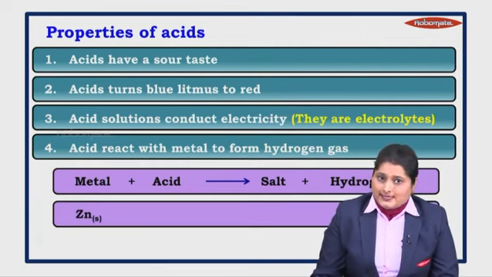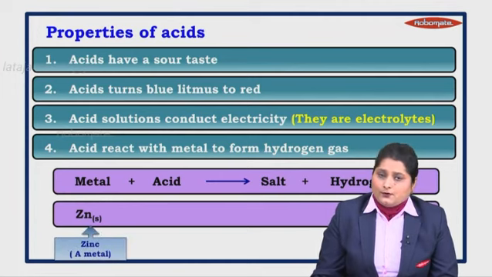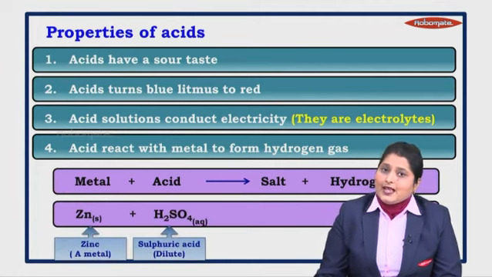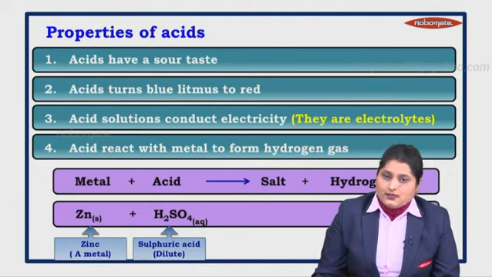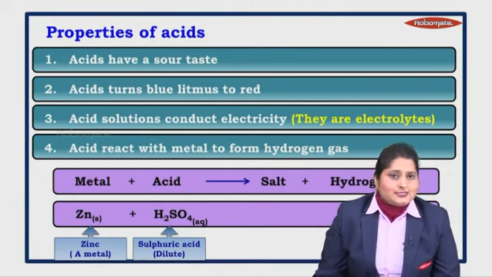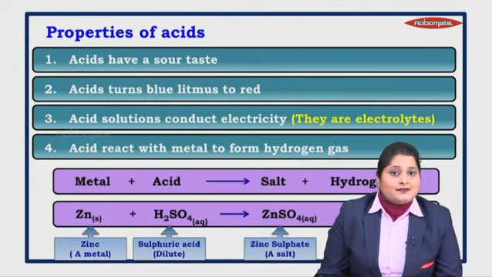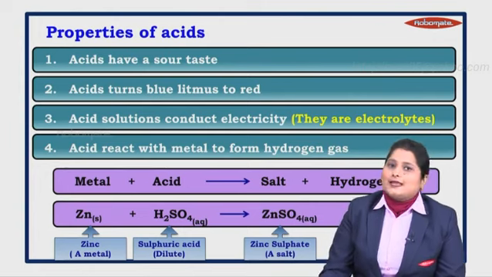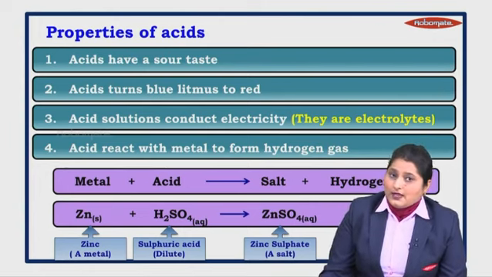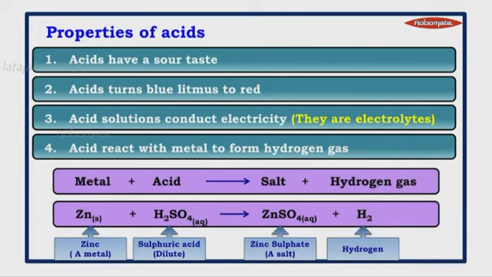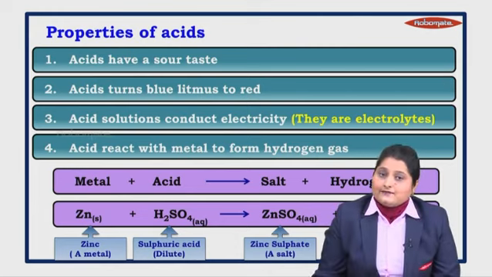In place of metal, we take zinc. In place of acid, we take sulfuric acid, which is dilute, of course. Now, when the two react with each other, there is a formation of salt. Now, which salt is this? This is zinc sulfate, which we represent by the molecular formula ZnSO4, which is a salt, along with the release of hydrogen gas. So whenever any metal reacts with acid, there is a release of hydrogen gas, which is a property of acids. We learn many more properties of acids in the next module.